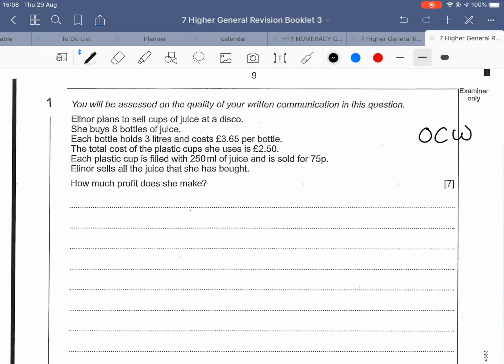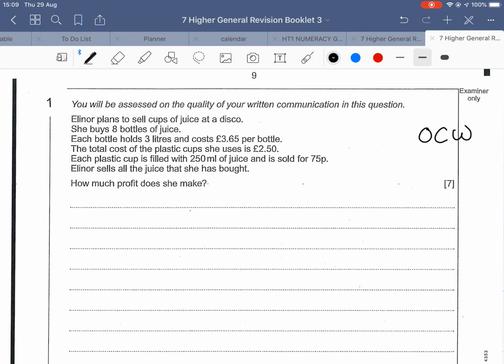Okay, so let's read the question. Eleanor plans to sell cups of juice at a disco. She buys 8 bottles of juice. Each bottle holds 3 litres and costs £3.65 per bottle. The total cost of the plastic cups she uses is £2.50. Each plastic cup is filled with 250 millilitres of juice and is sold for 75 pence. Eleanor sells all the juice that she has bought. How much profit does she make?